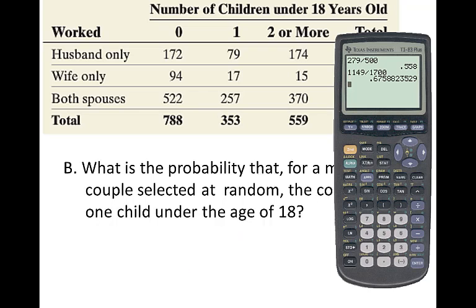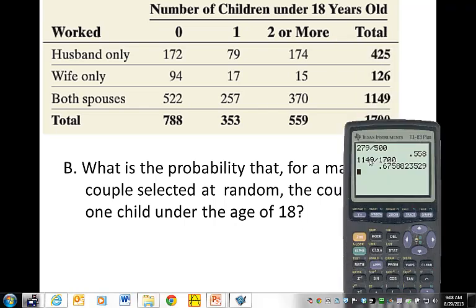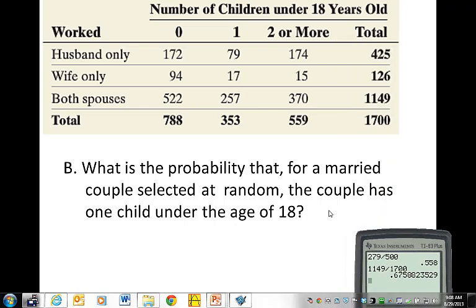Okay, part B. What is the probability that for a married couple selected at random, the couple has 1 child under the age of 18? Pause the video here. If you have not done that yet, pause it. I know you can do these on your own without watching me. All right, welcome back. So the probability that for a married couple selected at random, the couple has one child under the age of 18.